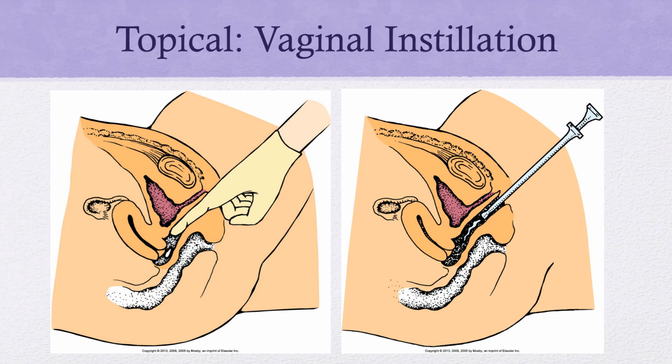Vaginal instillation, it just literally goes into that vaginal opening. You can push that in with a finger. You can push that in with a dropper-like applicator. Put the knees bent, feet flat on the bed. Make sure you're providing perineal care if needed. And then they should lie supine for about 5 minutes just to help with absorption.